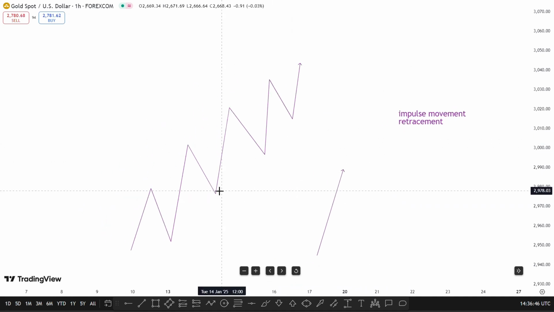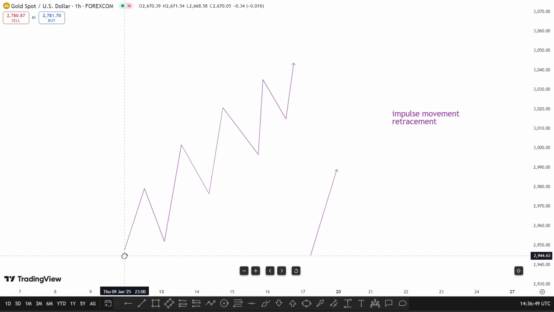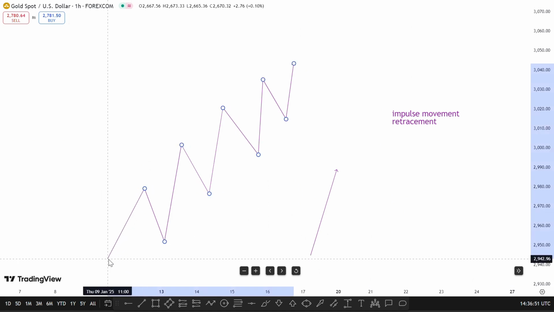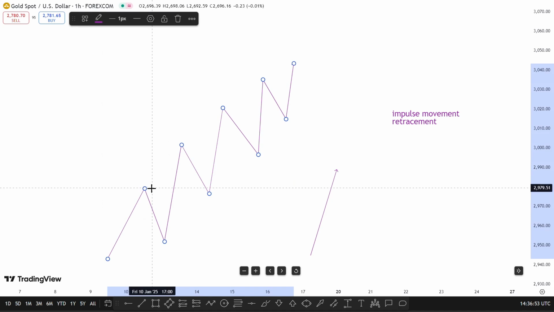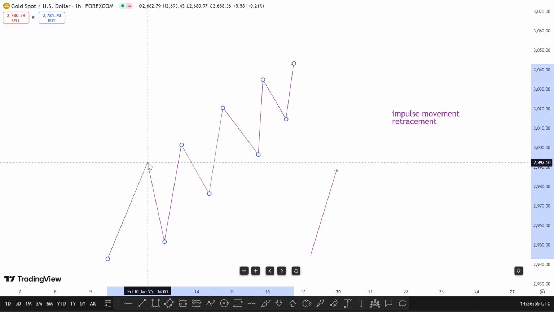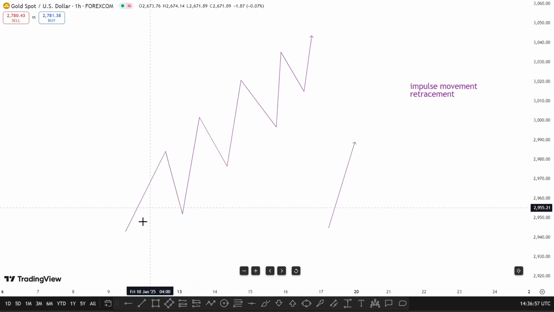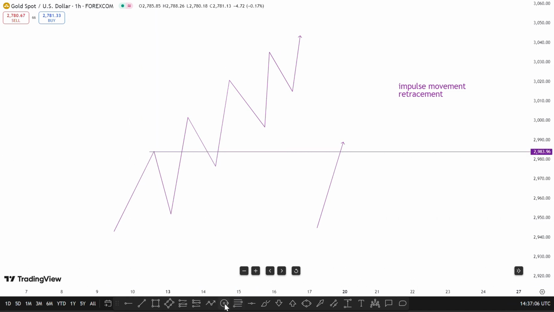So an impulse movement is when the market moves significantly, right from this zone up to this zone. It moved rapidly like this, and it created this high right here.